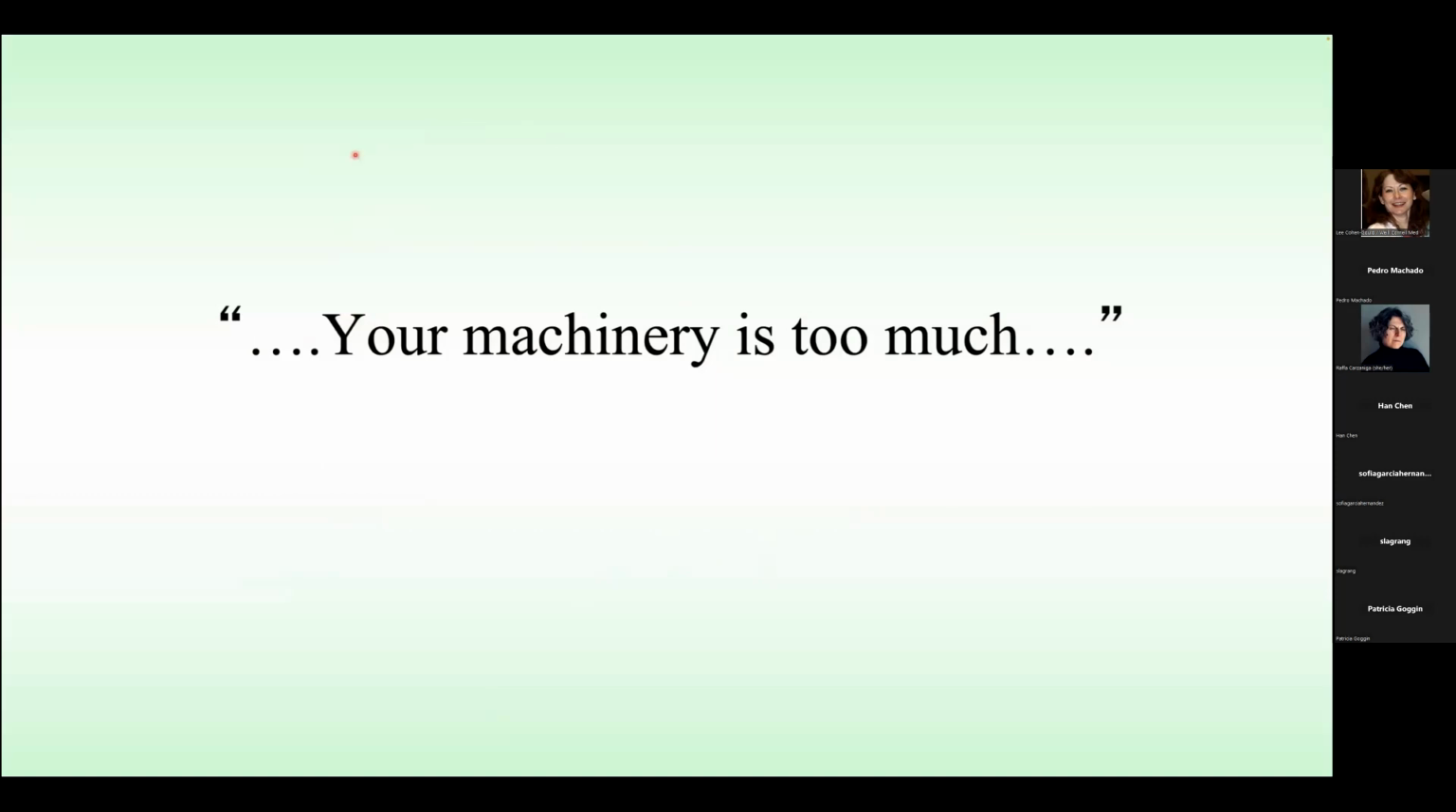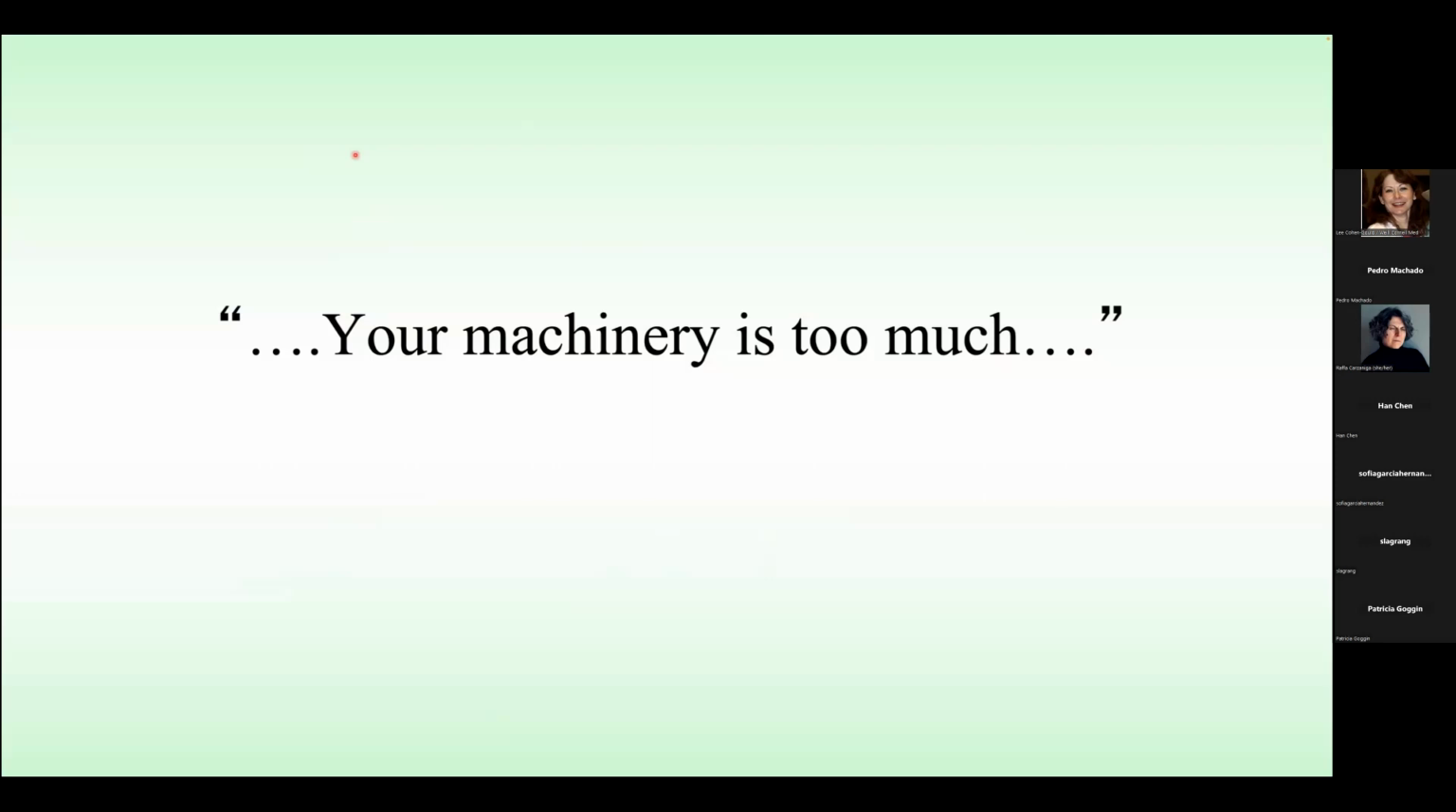And so with that part there, I always like this quote: "Your machinery is too much." As we switch gears and start thinking about the larger picture, especially as we move from the resolution revolution into the context of the cell, I think this quote really fits the cell and the tissue and how it's put together. The machinery is too much.